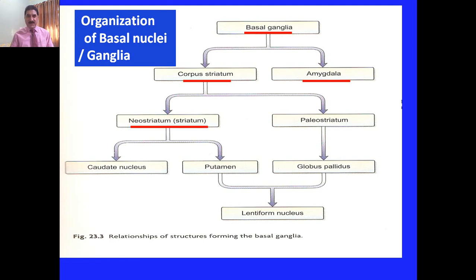Corpus striatum consists of neostriatum and paleostriatum. In the neostriatum, in addition to putamen, we have the caudate nucleus, whereas the paleostriatum is composed of globus pallidus. And the lentiform nucleus in turn is composed of putamen and globus pallidus.